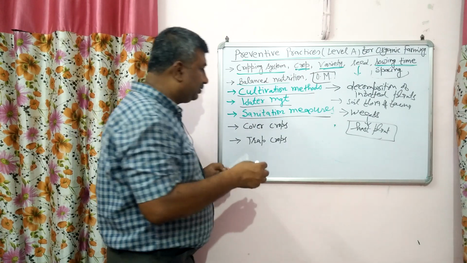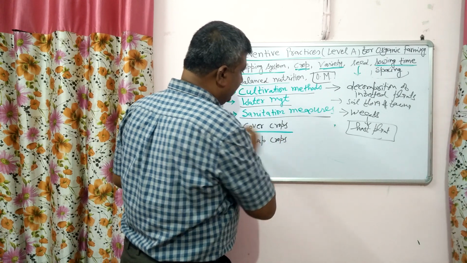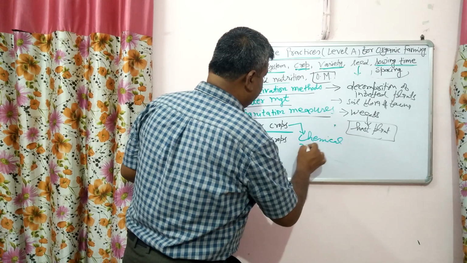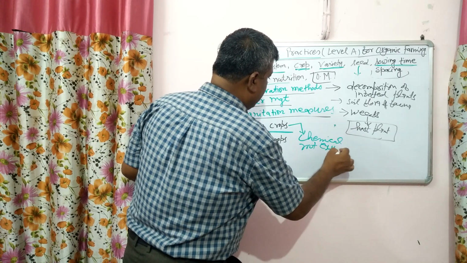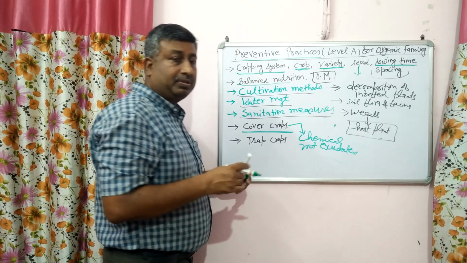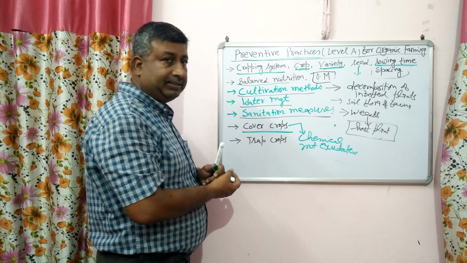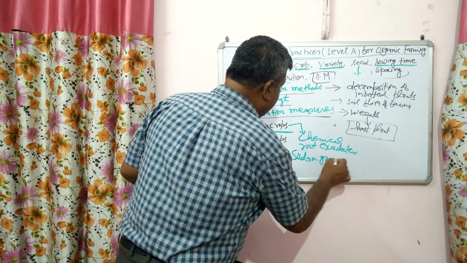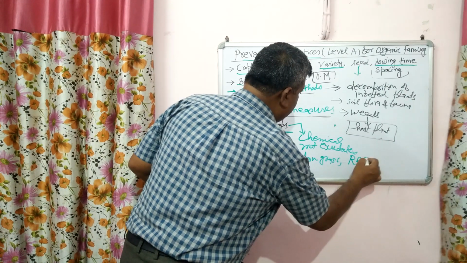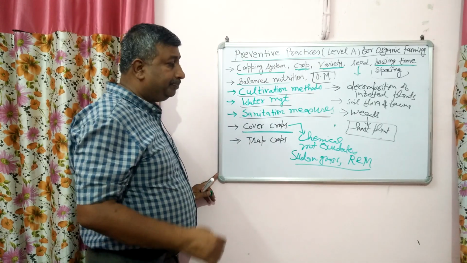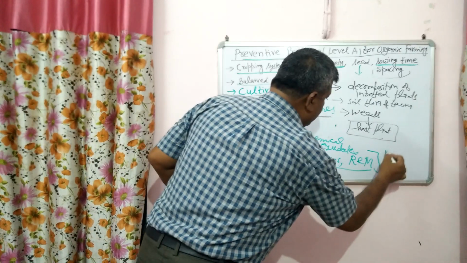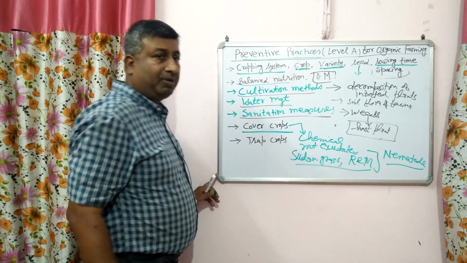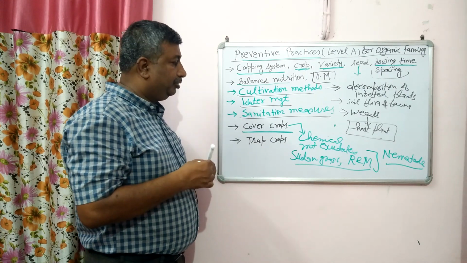Then cover crops, and these cover crops actually secrete some chemicals, root exudates. These are poison for some insects and some diseases. For example, Sudan grass, rapeseed and mustard crop. These roots secrete chemicals which suppress nematodes. So Sudan grass can be grown as a cover crop to reduce the population of nematodes. Similarly, rapeseed and mustard crop can be used as a cover crop.